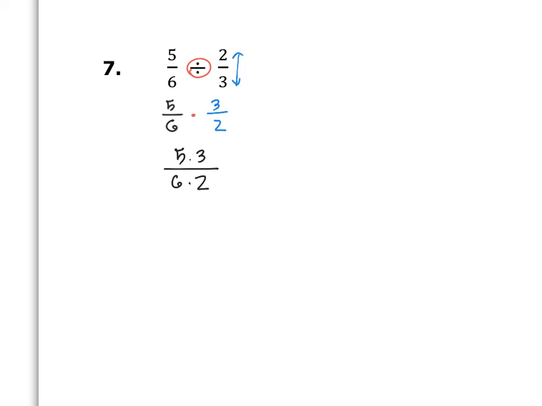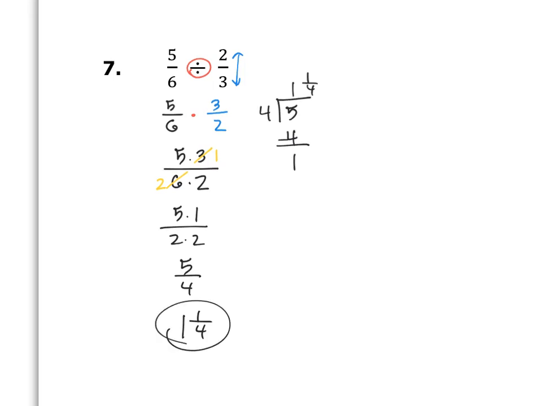I can cancel my 3 and my 6 to get a 1 and a 2. So now this is 5 times 1 over 2 times 2, which gives me 5/4. 4 will go into 5 1 whole time, and we get a remainder of 1. So my answer is the mixed number 1 and 1/4.